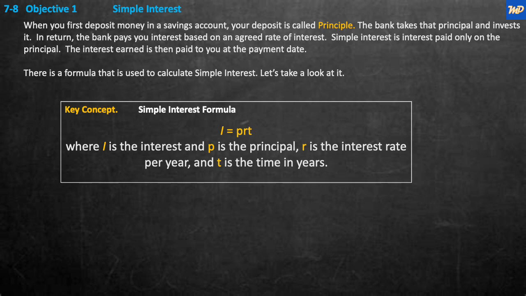Simple interest formula. The formula is I equals PRT, where I is the interest, P is the principal that you deposit in the bank, R is the rate of interest that you're going to earn per year, and T is the time in years that you're going to leave the money there to collect this interest at a certain rate.